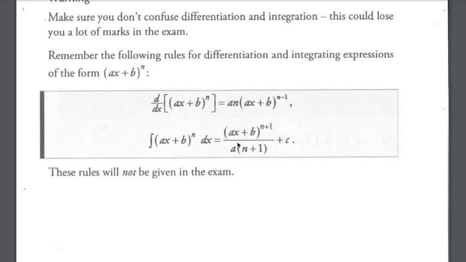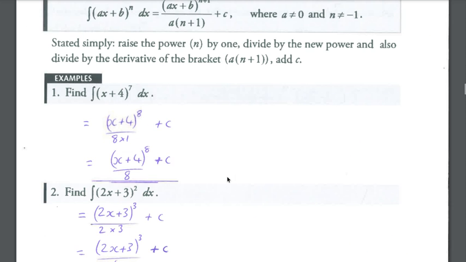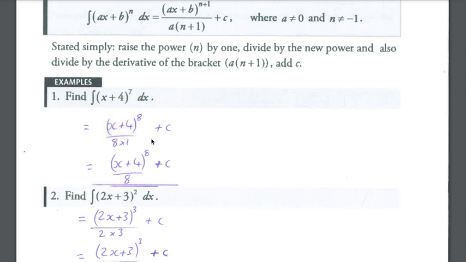And again, why are we doing that? Because if we differentiate this, we'll get n plus 1 bracket to the n, so the n plus 1s will cancel, multiplied by the derivative of the bracket, which will be a, so the a's will cancel there. And of course, add on the constant of integration afterwards. Okay, so let's look at a few examples. And again, we're just undoing the chain rule.